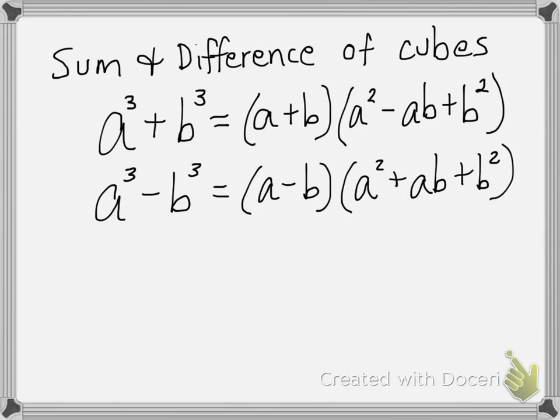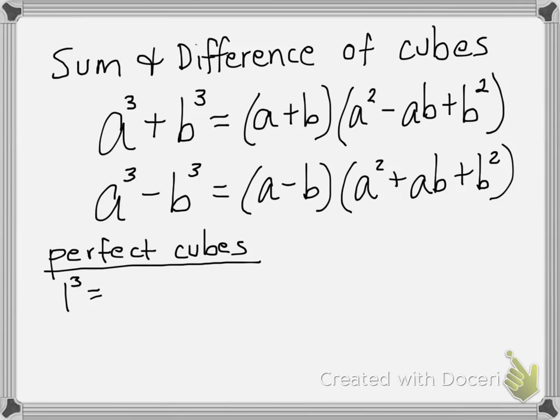And just like it's important for you to learn the perfect squares, like 4, 9, 16, 25, 36, and so on, there's also some perfect cubes that you need to memorize. Perfect cubes are numbers you get when you multiply them by themselves 3 times instead of twice. So 1 cubed means 1 times 1 times 1, and you get 1. 2 cubed means 2 times 2 times 2, and you get 8.